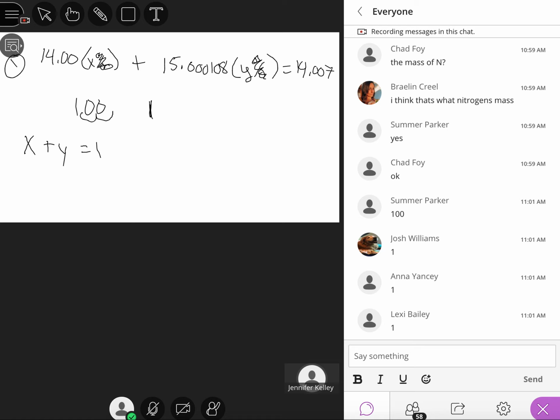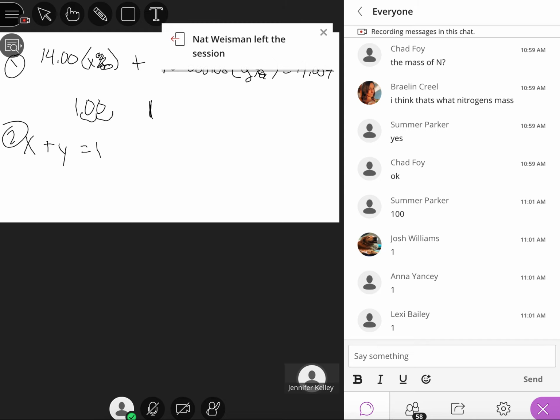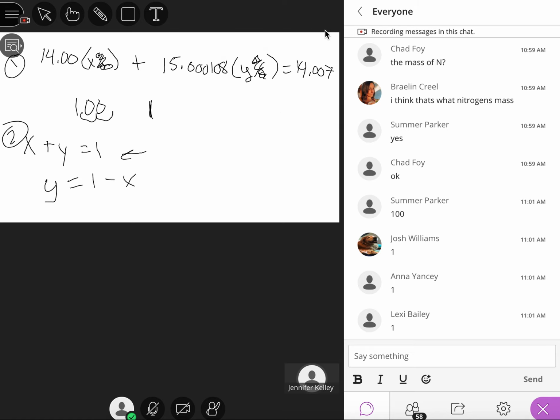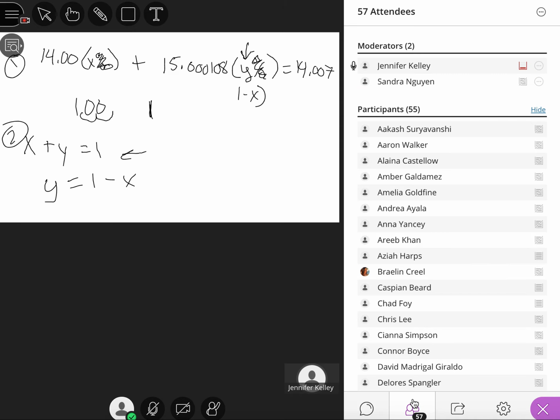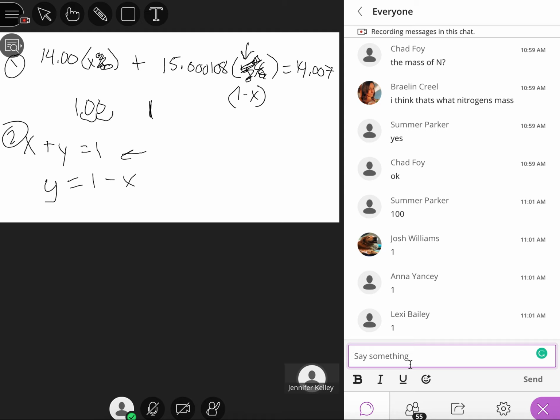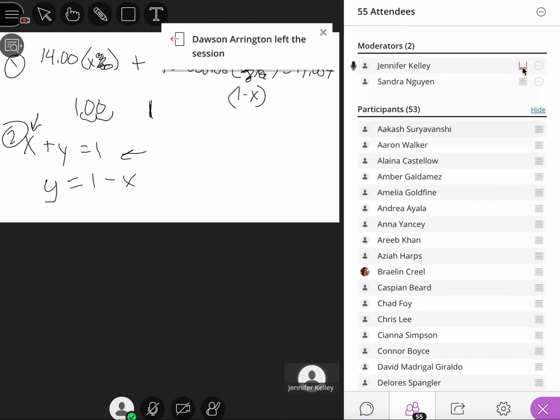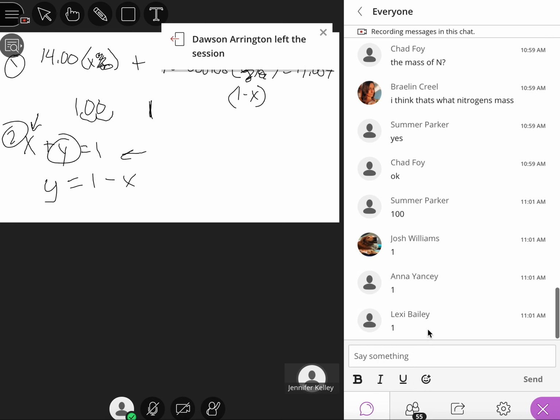I have equation 1 and equation 2. So all I have to do is either solve for x or solve for y in this one. So I could do y equals 1 minus x. Then where I have y right here, I'm just going to plug in 1 minus x. And when I plug in 1 minus x, then I have just one variable. So I solve for x. Once I solve for x, I plug it in right here and solve for y.